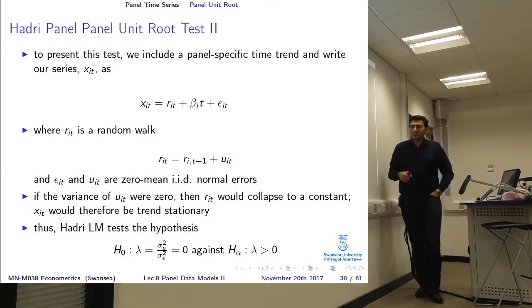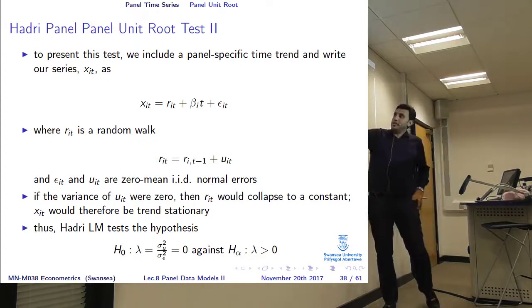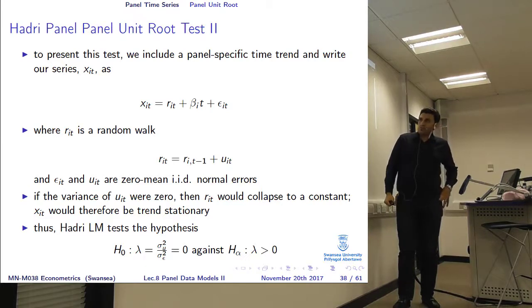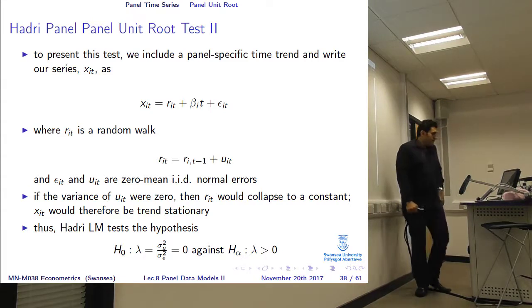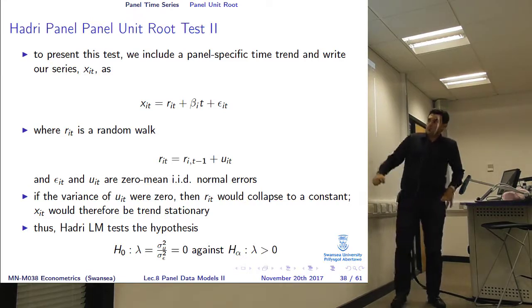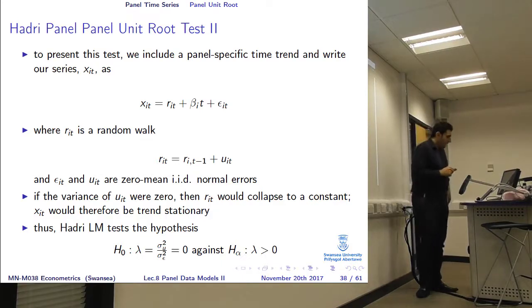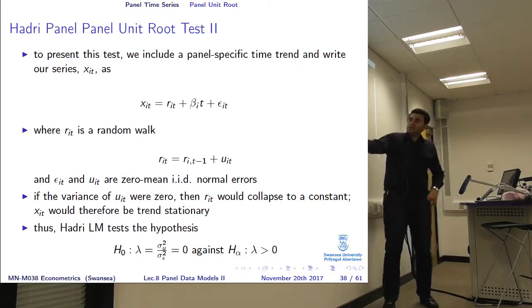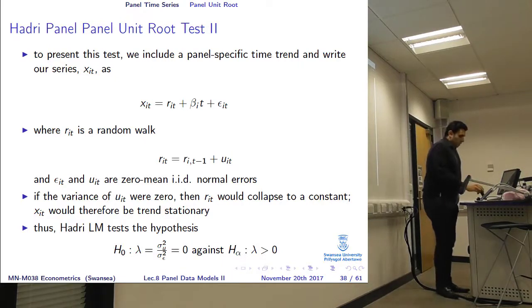To introduce the test, just very quickly, I'm not going to spend much time on this. If this is our series, and R here is just a random walk process, what we are testing is whether the variance of this part here equals 0. Then this will collapse to a constant, and that means the data are stationary. So the null hypothesis with the Hadri test is that data are stationary. That's the bottom line here.